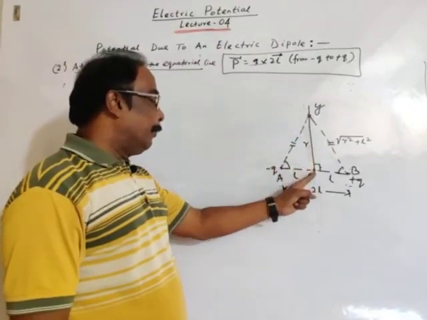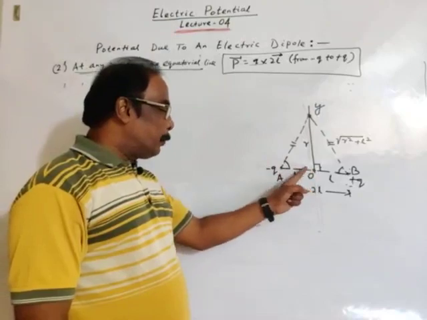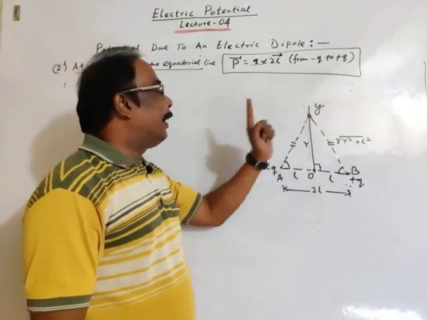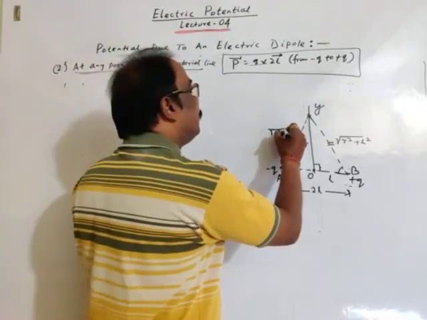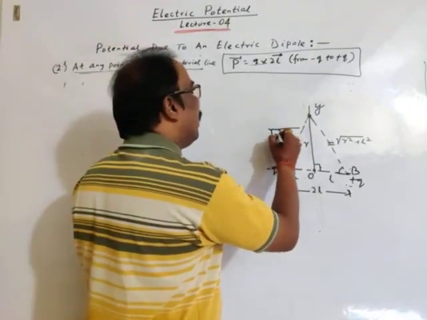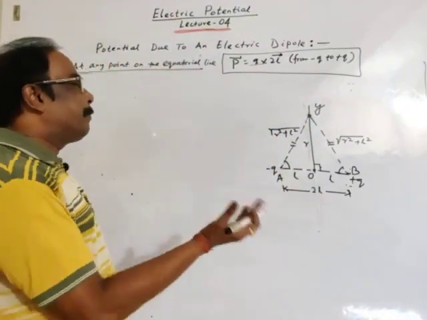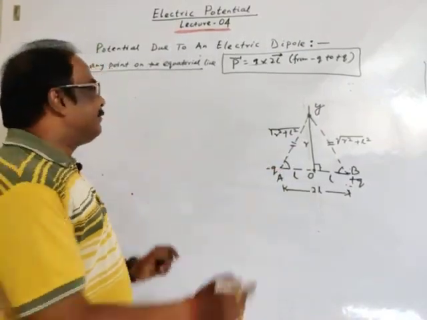Also YOA is a right angle triangle. OA is base, OY is perpendicular, and AY is hypotenuse. So obviously this is also equal to square root of r square plus l square. Then we have to find potential at Y due to the dipole.